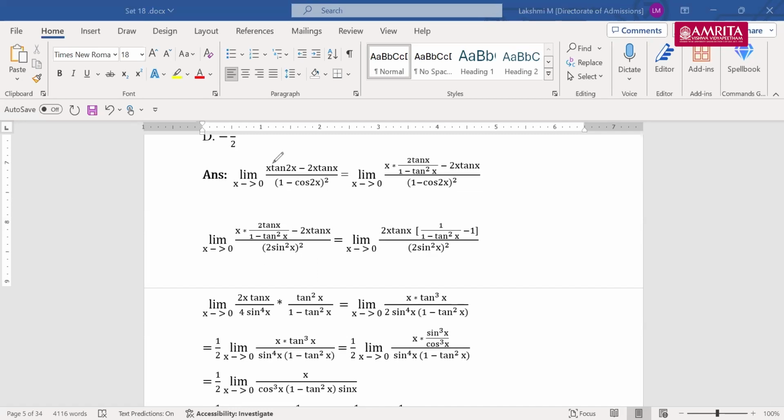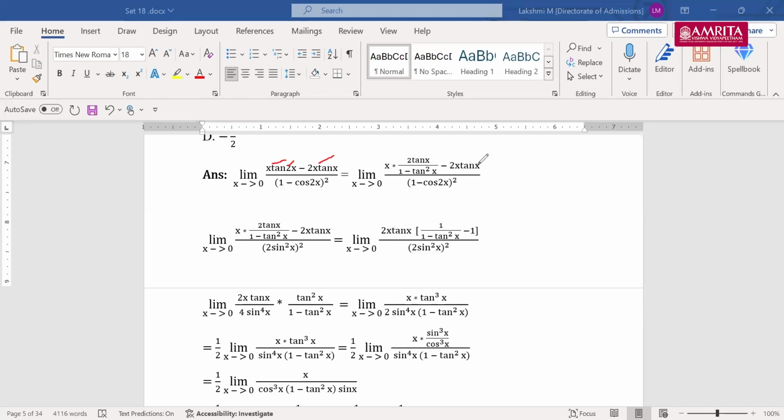So yes, we'll start with this one: x tan 2x minus 2x tan x, divided by (1 minus cos 2x) the whole square. So you have to simplify it. Initially, I'm going to substitute for tan 2x, 2 tan x by 1 minus tan square x. So this is x into 2 tan x by 1 minus tan square x, minus 2x into tan x.